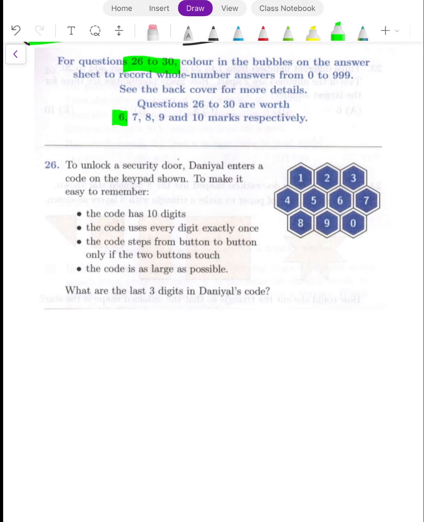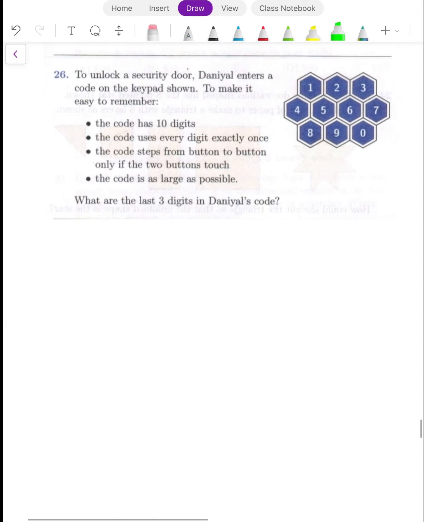So question number 26 is for 6 marks, 27 is for 7 marks, 28 is for 8 marks, 29 is for 9, and the final question, 30th, which is supposed to be the most difficult question of the paper, is 10 marks respectively. All right, and do expect them to be really difficult questions, and be prepared for a detailed working out to find the answer. All right, let's go.